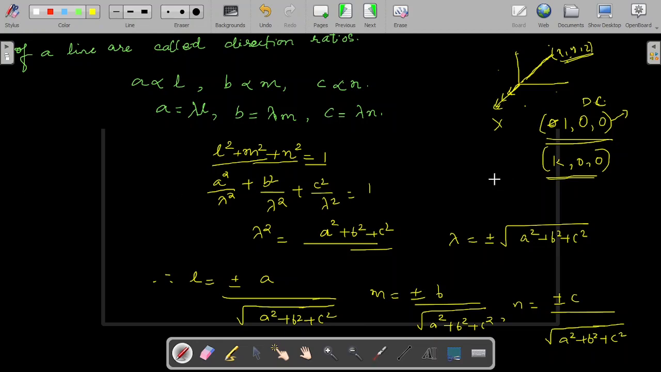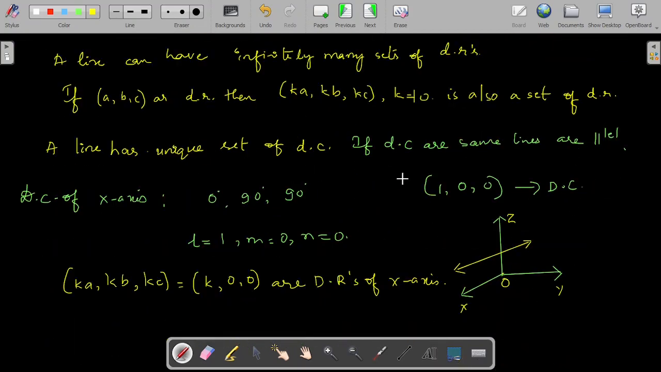A line can have infinitely many sets of direction ratios. That is, if a, b, c are direction ratios, then ka, kb, kc, with k not equal to 0, multiples with a constant value, are also a set of direction ratios for the given line. So there is no unique set of direction ratios, but a line has a unique set of direction cosines.